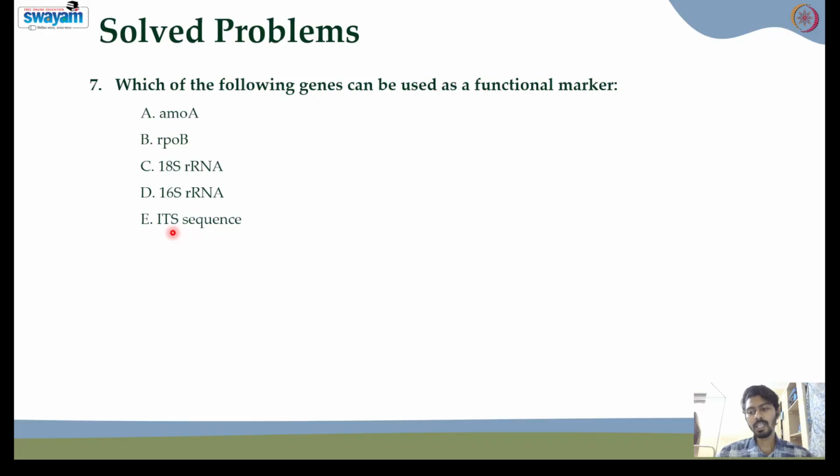And earlier we have discussed taxonomic markers and functional markers, and what is their role, we have seen in the microbial community. So, which one of the following genes can be used as a functional marker? You can post your answers in the chat box.